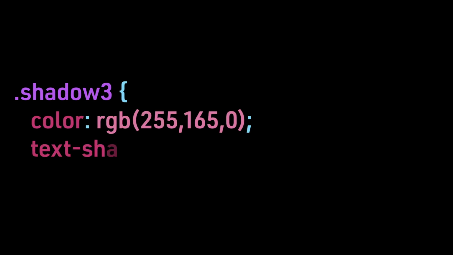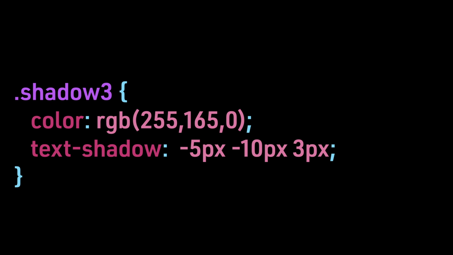.shadow3, color: rgb(255, 165, 0), text-shadow: -5px -10px 3px. In the third example, we demonstrate how if the color is not specified, the text color will be adopted for the shadow. Here, the shadow is to the left and up with a minimal blur.